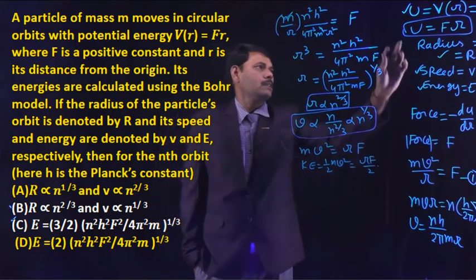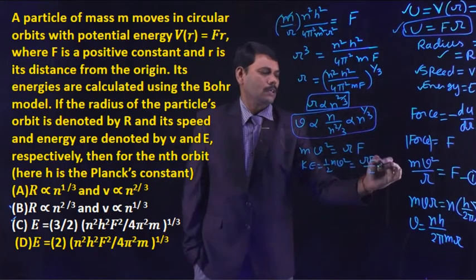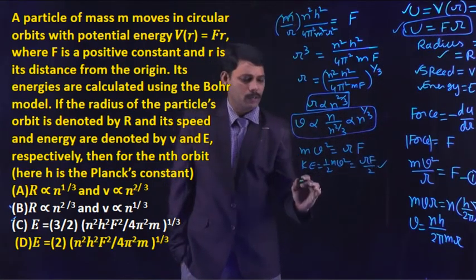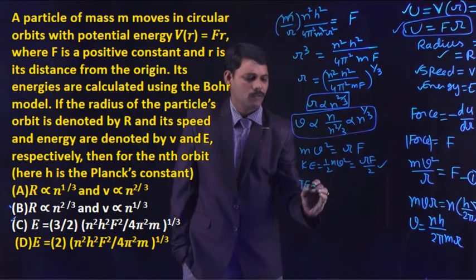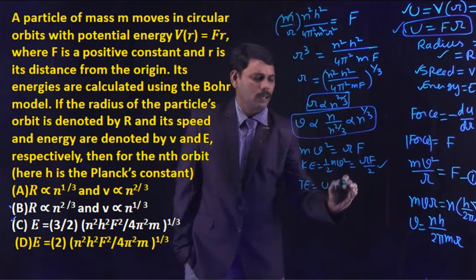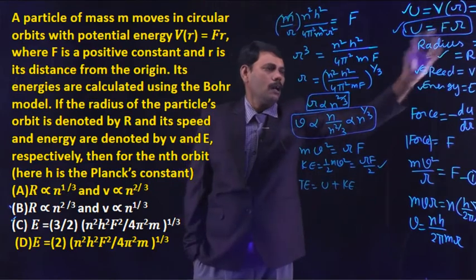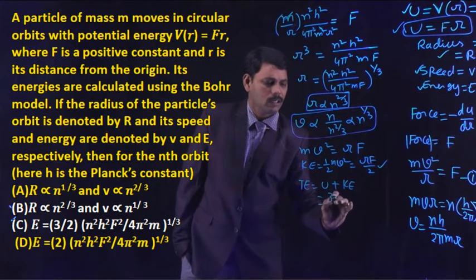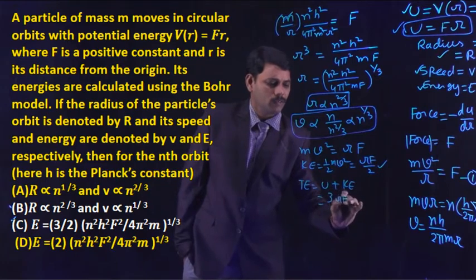So potential energy, students, let us observe these two. Potential energy is Fr, whereas kinetic energy is Rf by 2. Then total energy is the sum of potential energy plus kinetic energy, that is Rf plus Rf by 2. Then total energy is equal to 3 into R into F divided by 2.